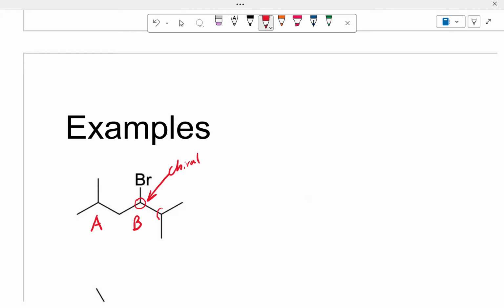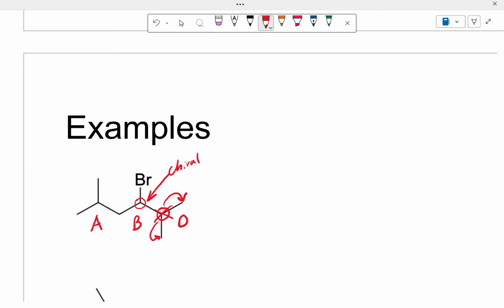Now, if I look at the last one here, I won't call it C, I'll call it D, just so that we don't mix it up with the other carbon. If I go this way, there's a methyl. If I go this way, there's also a methyl group. Two of the same group disqualifies that from being chiral. So the only chiral center is carbon B.